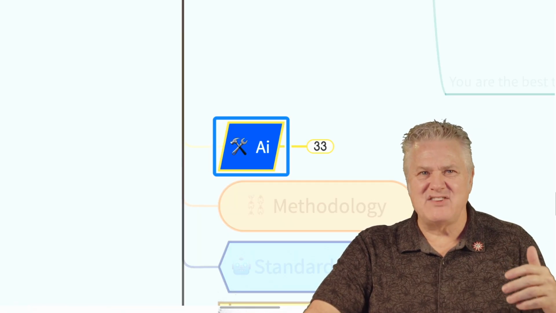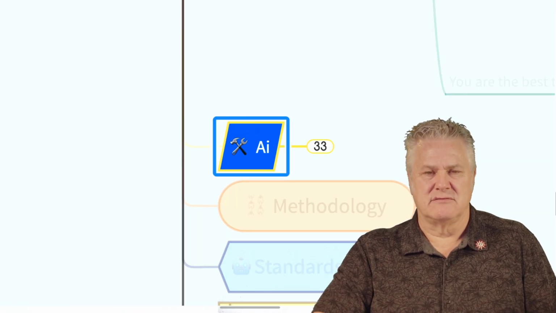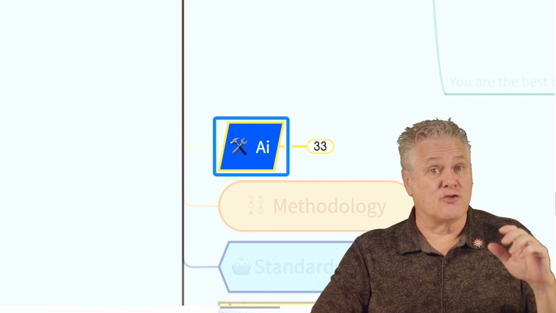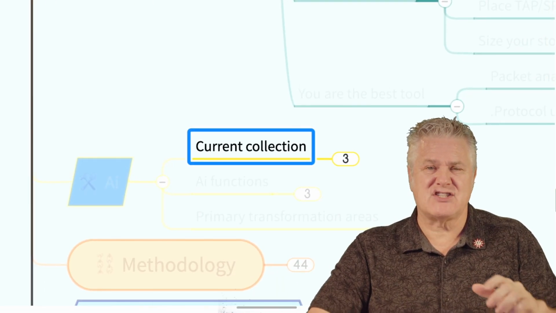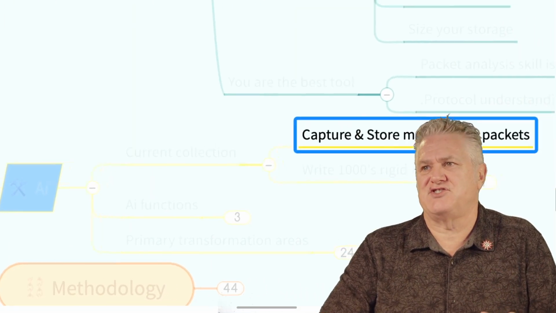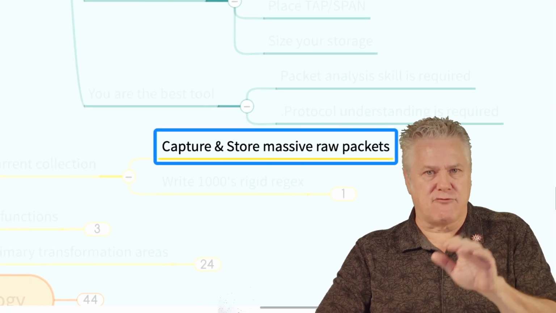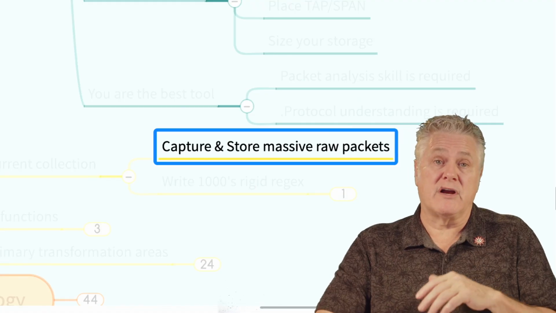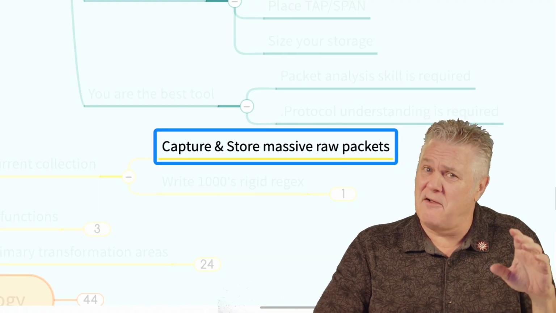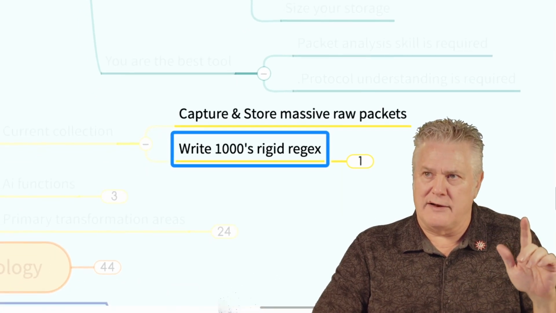How is AI changing network collection? Well, it's helping us to reduce our overall overhead. Let's look at current collection processes that are out there. So we capture and store massive raw packets. We don't know when we're going to need these again, so we need to capture it all and let God sort it out later on.